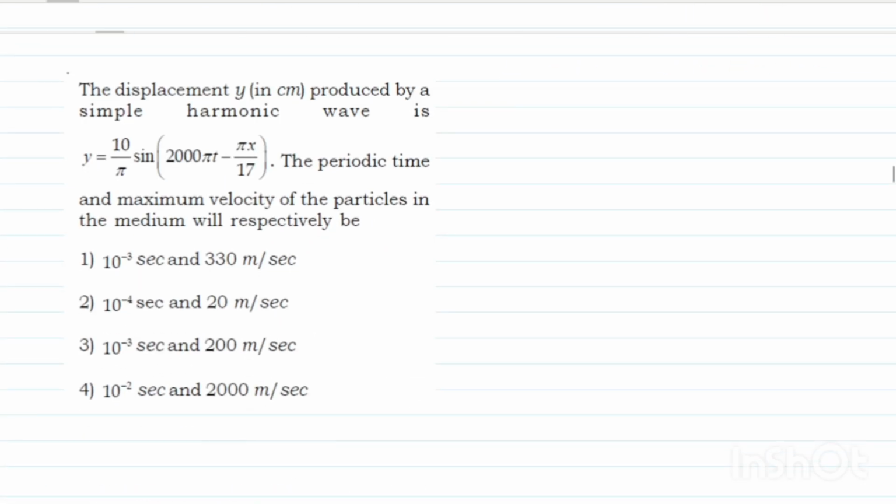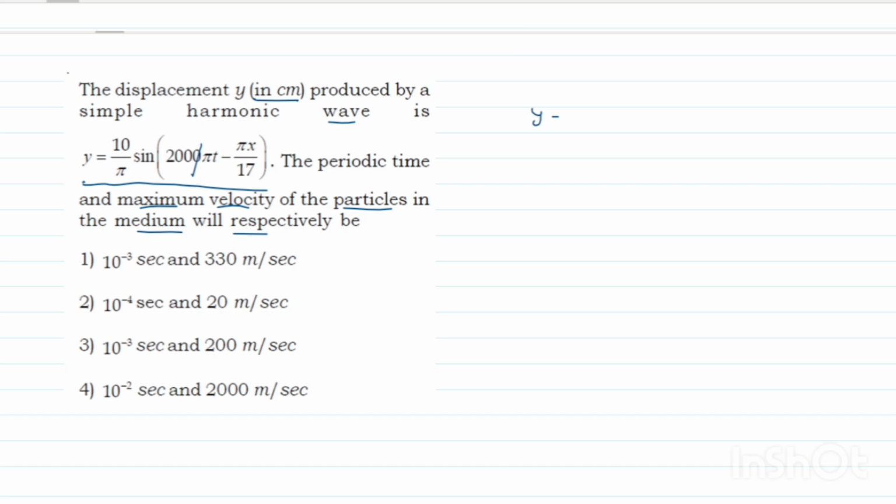Let us see the next question. The displacement, given in centimeters, produced by the simple harmonic wave is y equals 10 by pi sine 2000 pi t minus pi x by 17. Now they are asking for the periodic time and the maximum velocity of the particles in the medium. Here there is a correction, students. Don't take 2000, just take 200 only.